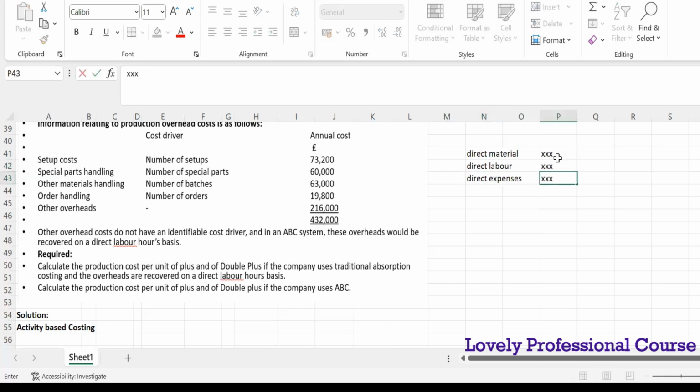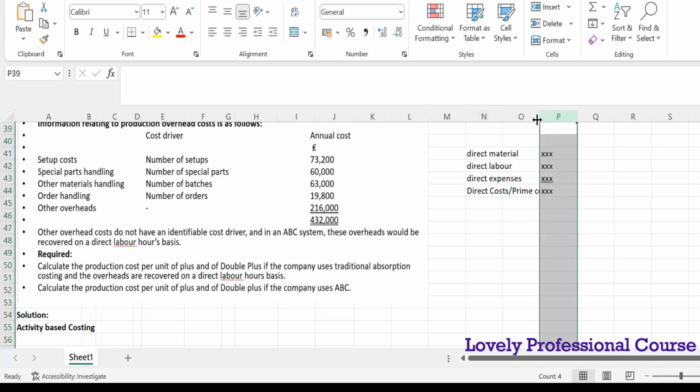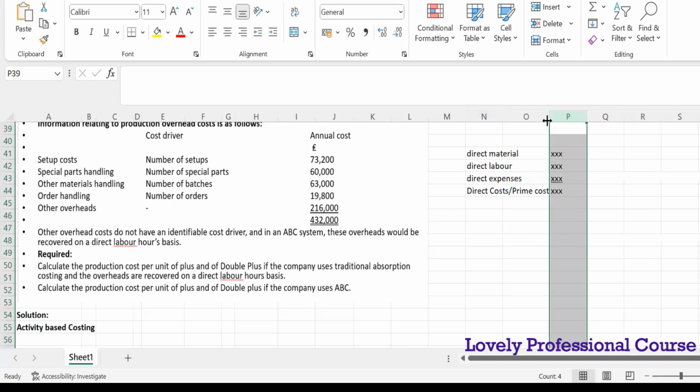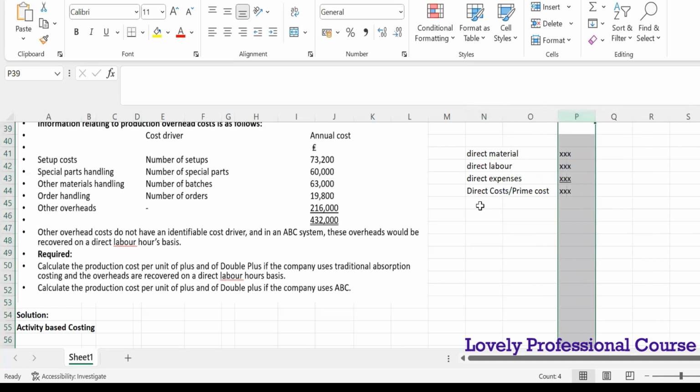If you add these, you are going to have a prime cost, or total direct cost, because all of these costs are direct. Sometimes it may be called prime cost. Is it okay? This is clear.